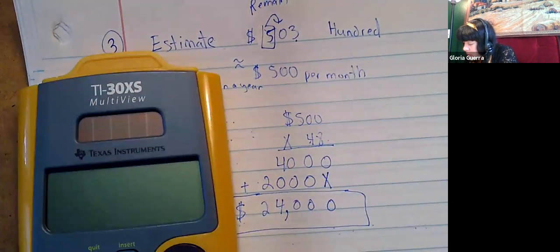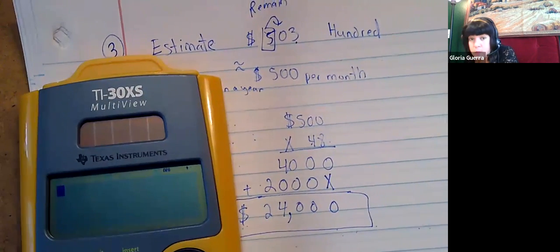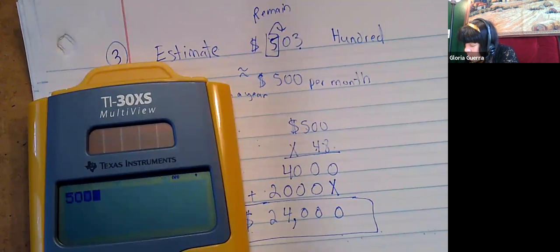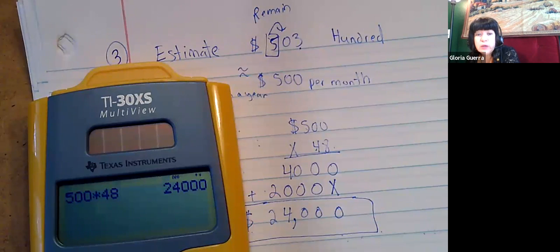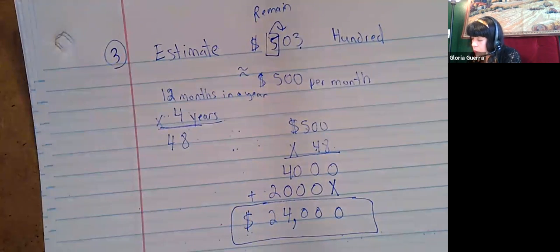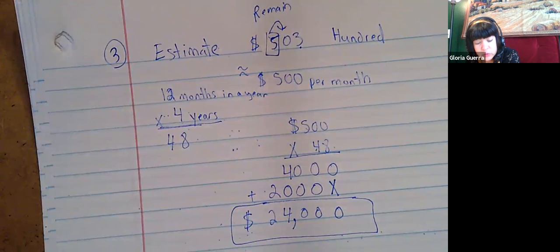Oh, and then of course if I use my calculator, I'm doing 500 times 48, which is 24,000. Okay, and then there's a second part. Let's see. How reasonable is your estimate when compared to the actual answer?